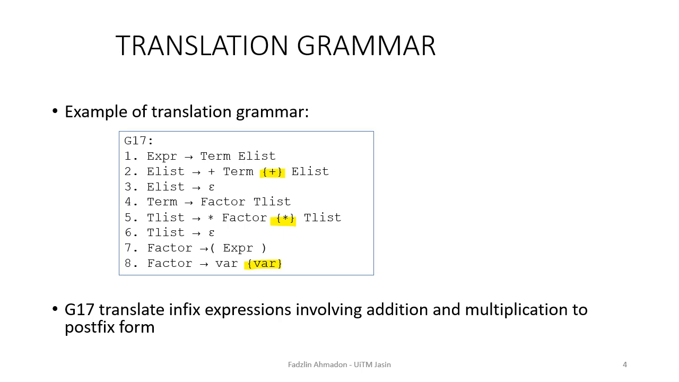This grammar 17 is a grammar that is capable of translating infix expression involving addition and multiplication to postfix form. So why do we need to translate infix expression, expression that has operators in the middle of operands, to postfix? This is because postfix and prefix operations are more easily parsed by computers. Meanwhile, infix are used by humans.